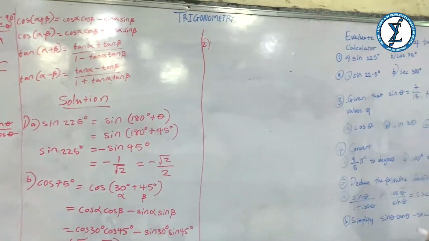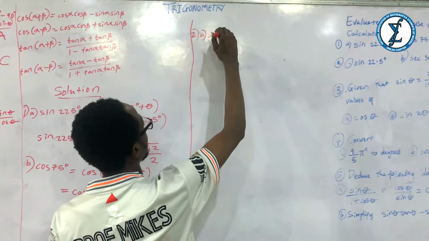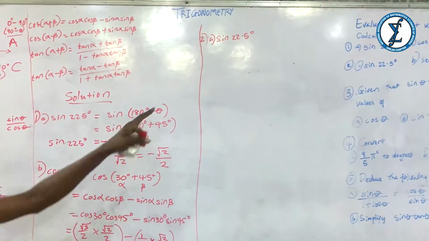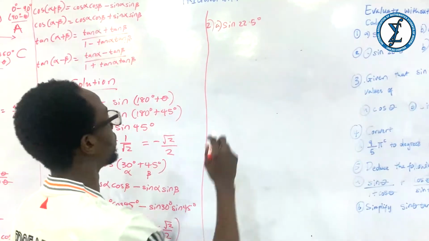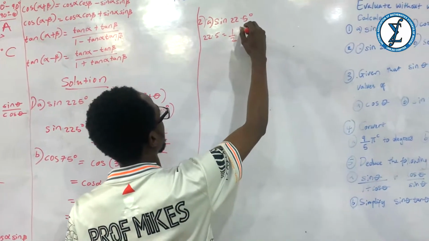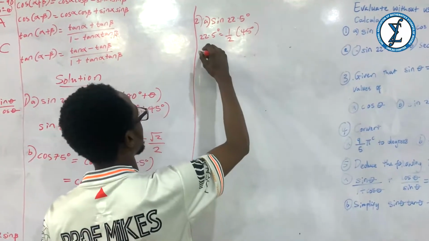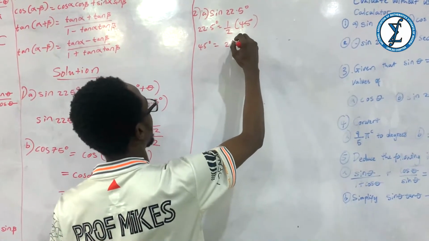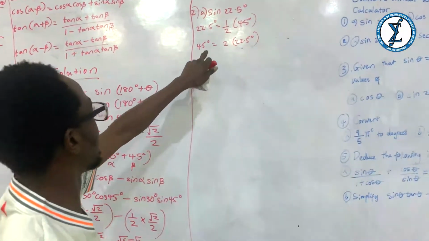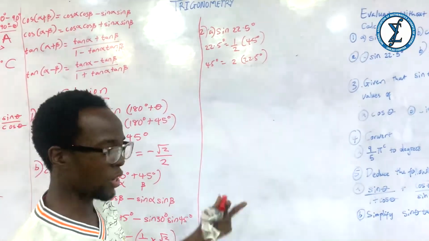So, go on to question number 2. A, we have to evaluate sine 22.5 degrees. Now, sine 22.5 degrees, actually, note that 22.5 is half of 45. So 22.5 degrees is half of 45 degrees. In other words, we can say that 45 degrees is 2 times 22.5 degrees. Now, we need to evaluate the sine of this. And so we need to consider double angles or a sum of angles.